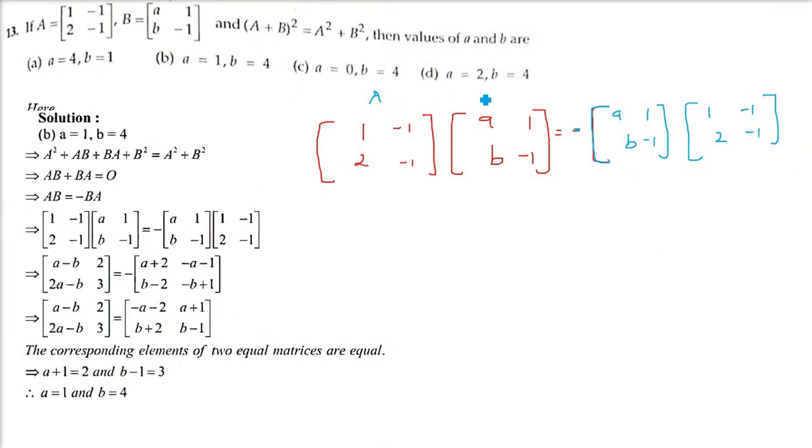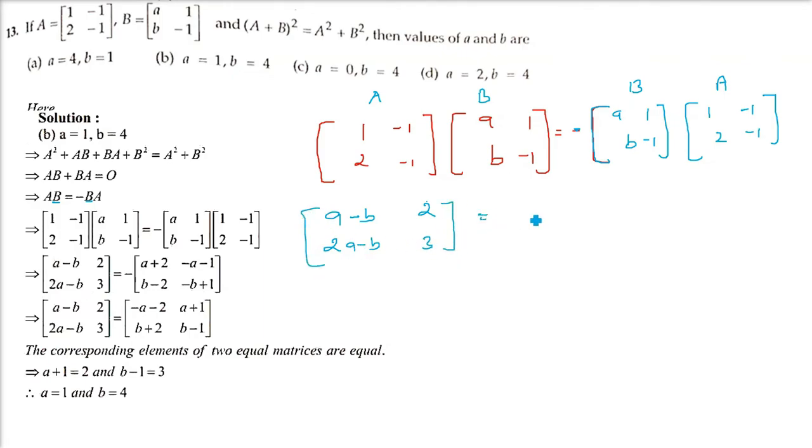So we will multiply A and B. This A is A, this is B. And then we will multiply B and A. We will equate, but with a negative sign. So let us multiply: 1 into A is A. Minus 1 into B is minus B. Then 1 into 1, 1. Negative is positive, so you get 2. So 2 into A, and minus 1 into B, minus B. So 2 into 1 and minus plus, so you get 3. This is the left hand side.